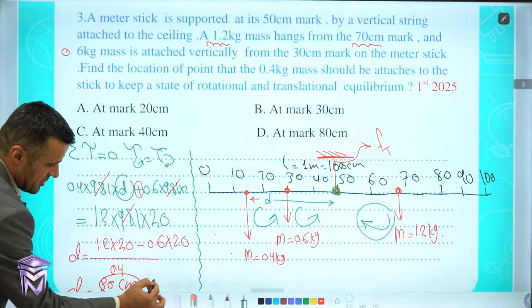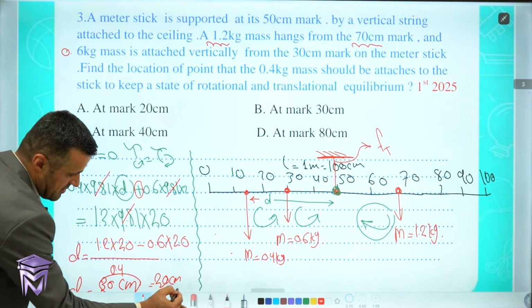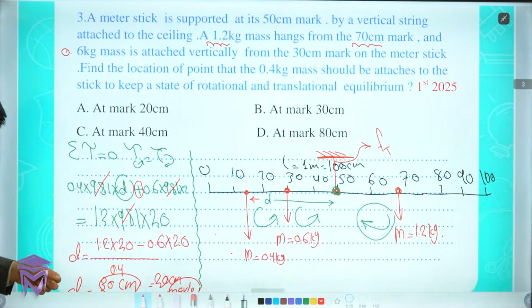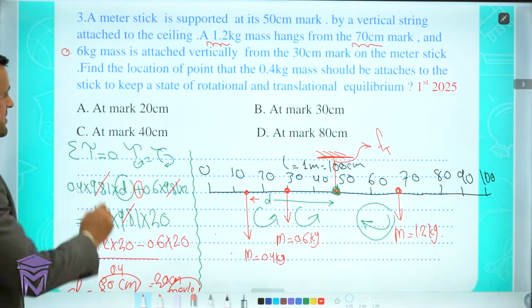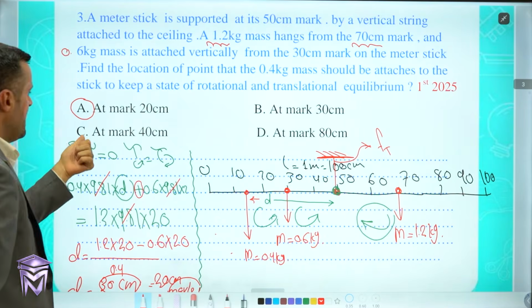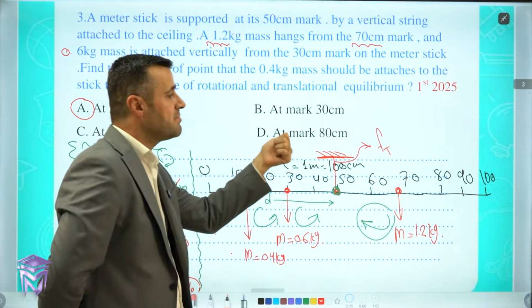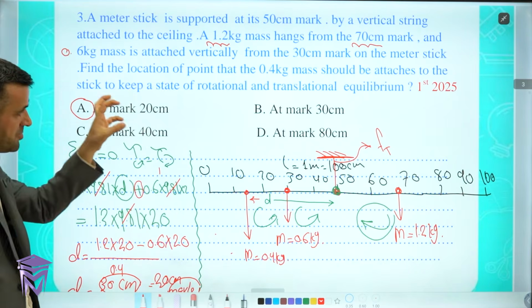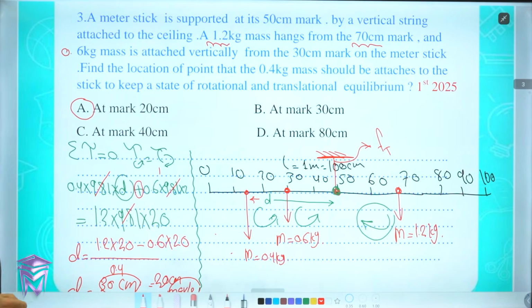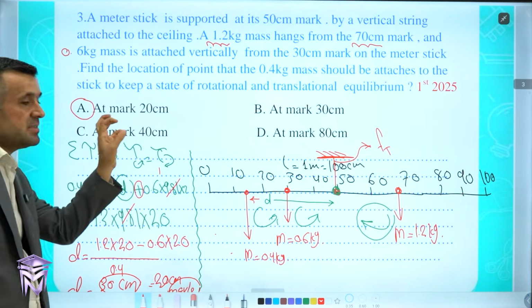So the third mass must hang at the 20 centimeter mark, because 30 centimeter is the distance between the axis of rotation and the third mass. Option A, at mark 20 centimeter, is correct. B, at mark 30 centimeter, is not correct. C, at mark 40 centimeter. D, at mark 80 centimeter. Options B, C, and D are incorrect. The correct answer is option A, at mark 20 centimeter.